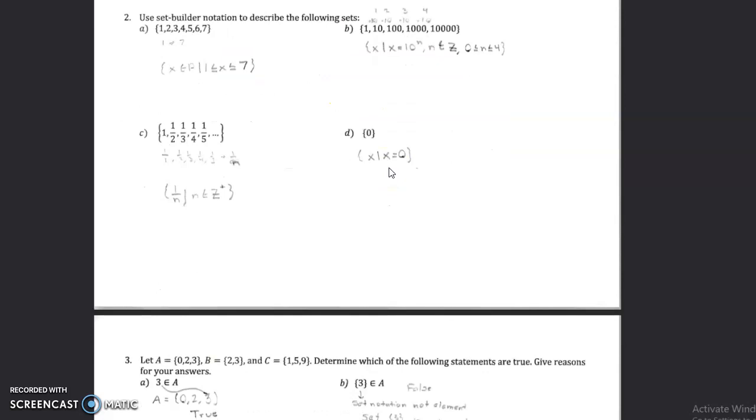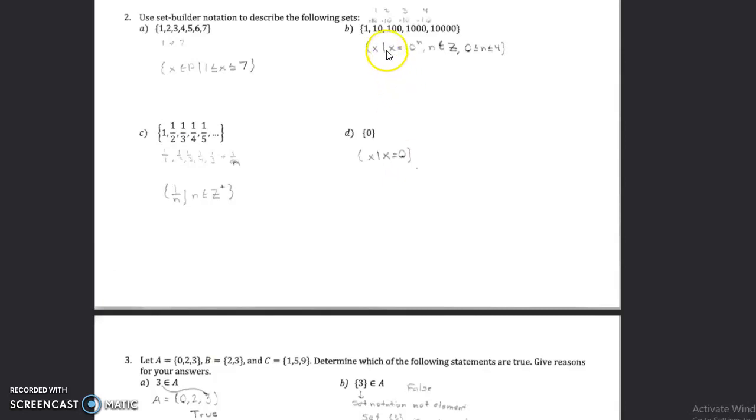Moving on to question 2, now we're moving away from having to solve for the elements, and now we're actually solving for the notation itself. So if you look at the elements in set A, it's 1, 2, 3, 4, 5, 6, 7. We can see that it goes from 1 to 7. So we can say that x is going to be all the numbers from 1 to 7. So x is going to be in the set where 1 is less than or equal to x, which is less than or equal to 7.